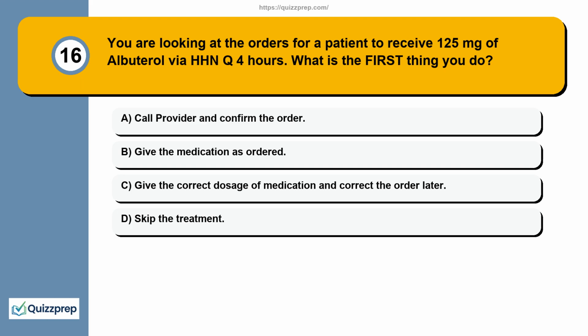Question 16. You are looking at the orders for a patient to receive 125 mg of albuterol via HHN every 4 hours. What is the first thing you do? Call provider and confirm the order. Give the medication as ordered. Give the correct dosage of medication and correct the order later. Skip the treatment.